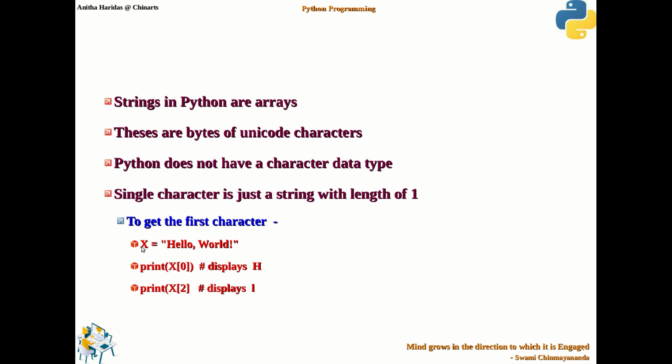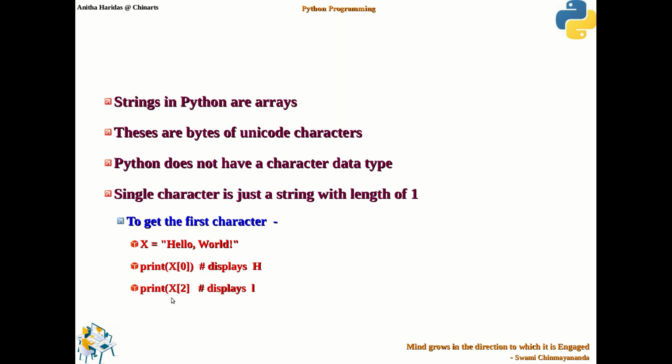Suppose, for example, I am going to assign hello world as a string to variable x. So x is a string data type now. If I want to get the first character of hello world, I can give x of 0. You know that a square bracket is used for an array, and 0 is the index. So arrays always start with index 0. It is similar to C, C++ and Java, and it displays the character H here.